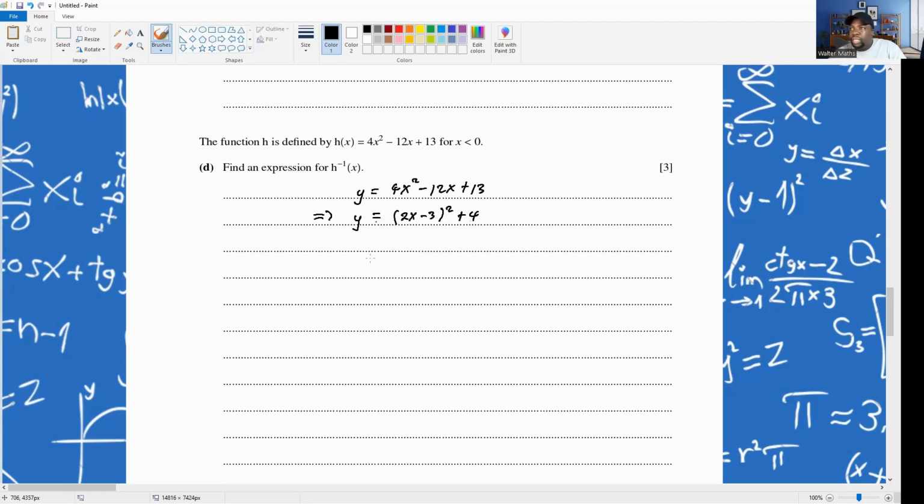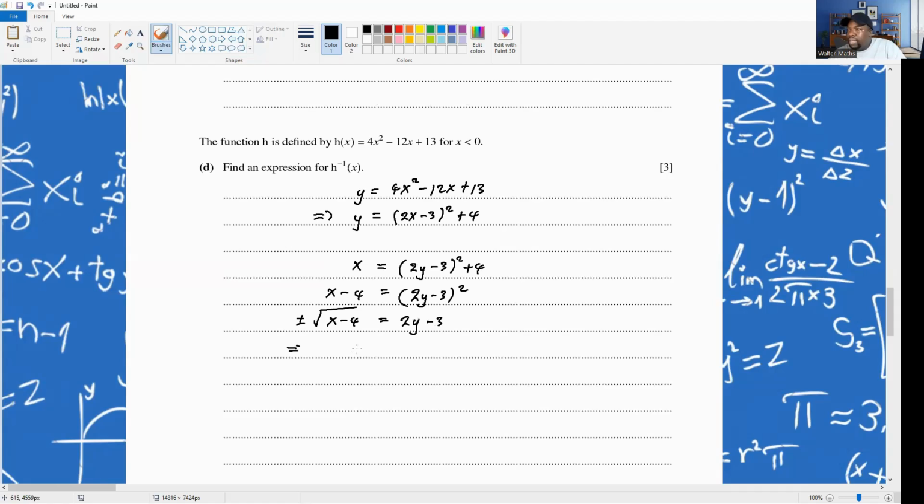And we'll interchange the variables, which therefore means that x is equal to 2y minus 3 squared plus 4, and we'll make y the subject. So x minus 4 is equal to 2y minus 3 squared, and we square root both sides. So we'll be having plus or minus the square root of x minus 4 is equal to 2y minus 3, and we make y the subject.